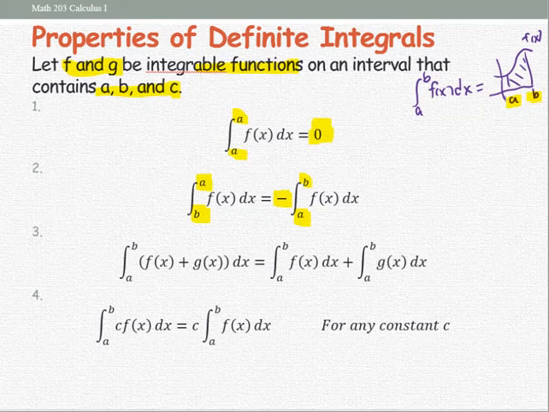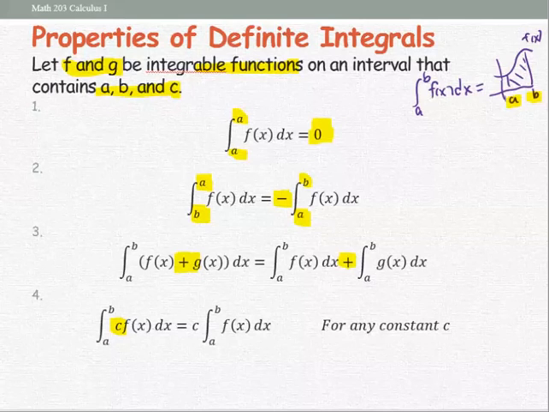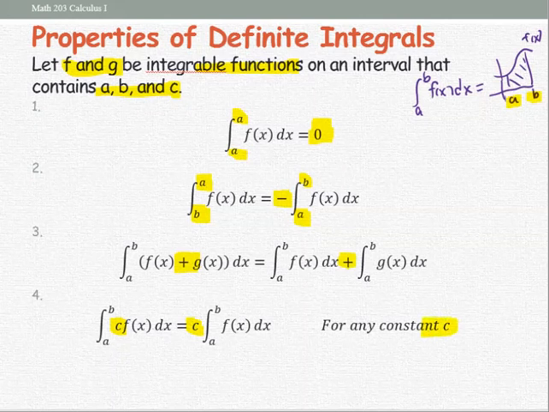Property number 3. The definite integral from a to b of the sum of the two functions with respect to x is the sum of the two definite integrals. Property number 4. The definite integral from a to b of the constant multiple function c times f of x with respect to x is the constant multiple times the definite integral from a to b of the function f of x with respect to x, for any constant c.